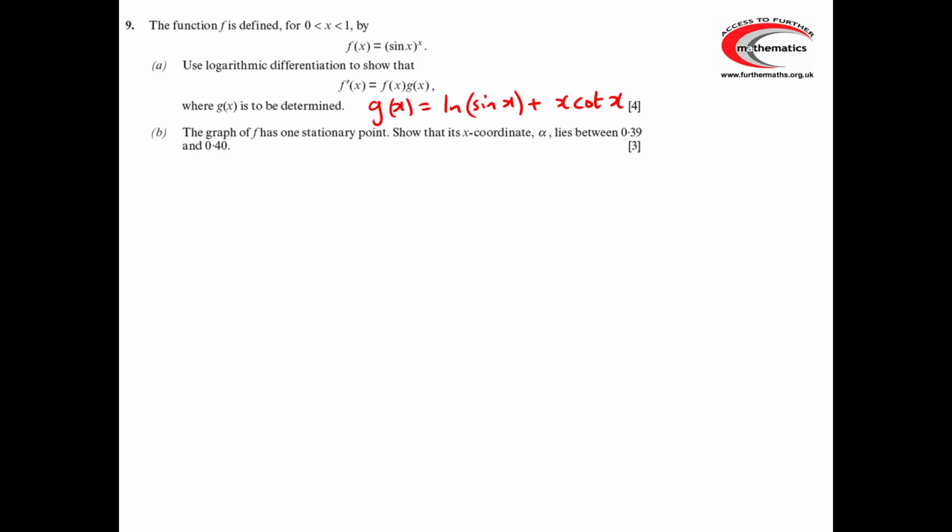We're told that the graph of f has only got one stationary point. So we're being asked to show that its x-coordinate must be somewhere between 0.39 and 0.40. Well, the stationary point is the point where the gradient is 0. So in essence we're trying to find the point where f dash alpha, or f dash x, equals 0. So we're trying to show that there's a solution of f dash x equals 0 lying between 0.39 and 0.40.